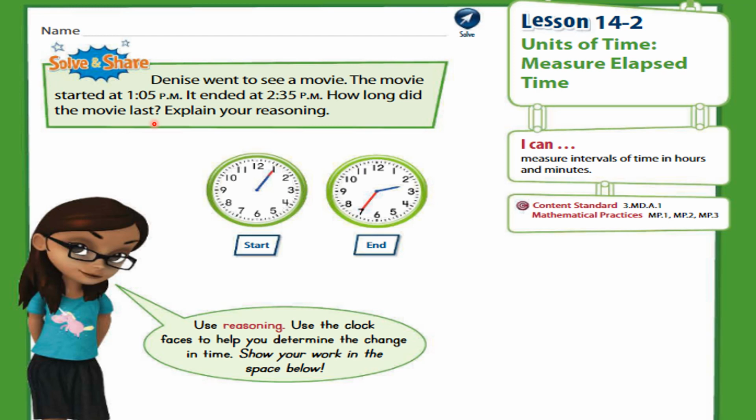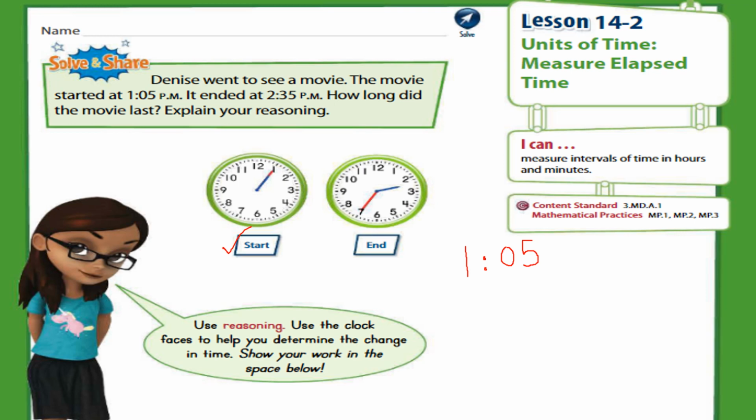What was the first step? What do we have to do? Excellent. Look at the start time. So what is our start time? Very nice. It is 1:05. Excellent.